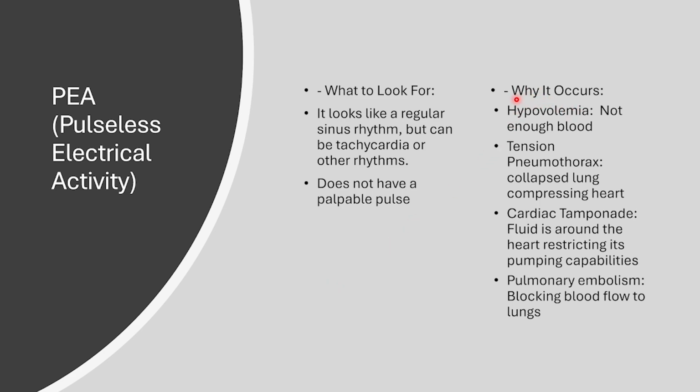Why does it occur? Usually it's from hypovolemia, not enough blood, tension pneumothorax, a possible collapsed lung, or a compression of the heart, cardiac tamponade, which is fluid around the heart that's restricting its pumping capabilities, or a pulmonary embolism, which is blocking blood flow to the lungs. There's other reasons why this can occur. This is only some of the few reasons why this can happen.